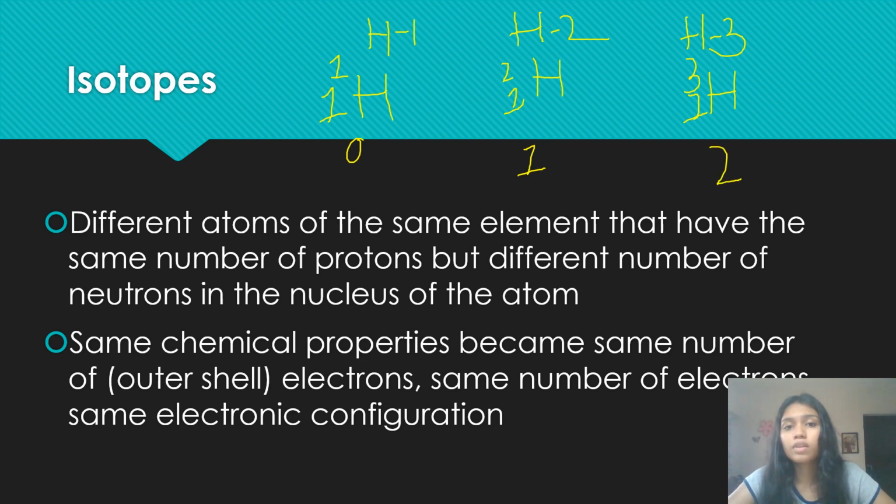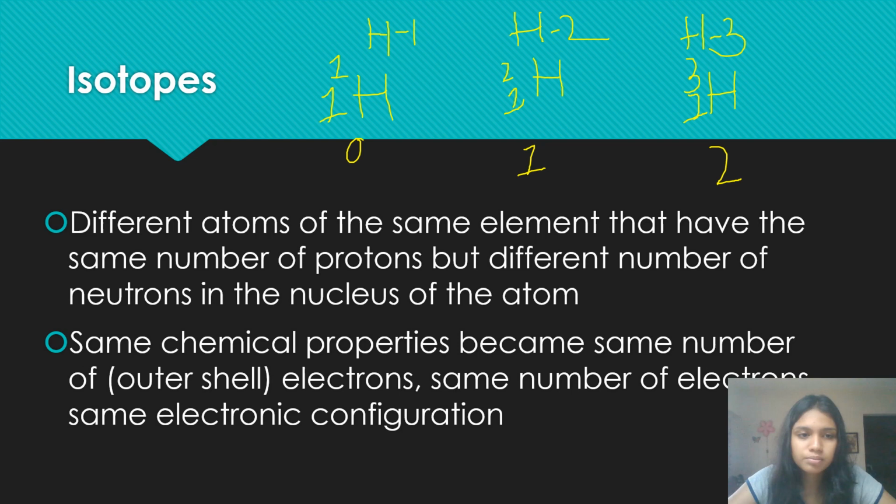You see, all three of them have different masses, different neutron numbers, same proton numbers, same electron numbers, same chemical properties, different physical properties. Okay? So isotopes are different atoms of the same element that have the same number of protons but different number of neutrons in the nucleus of an atom. This is your perfect definition.